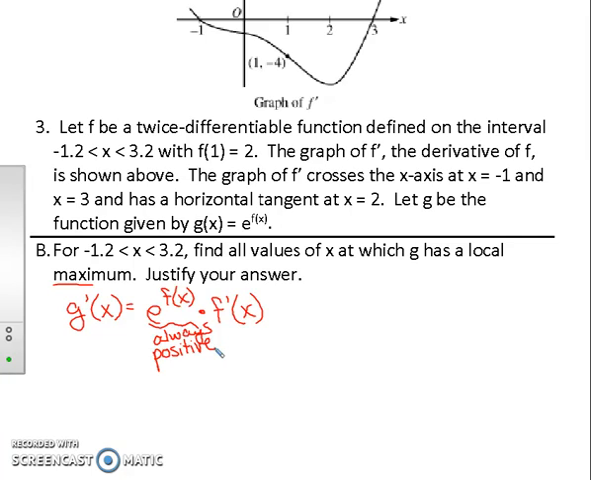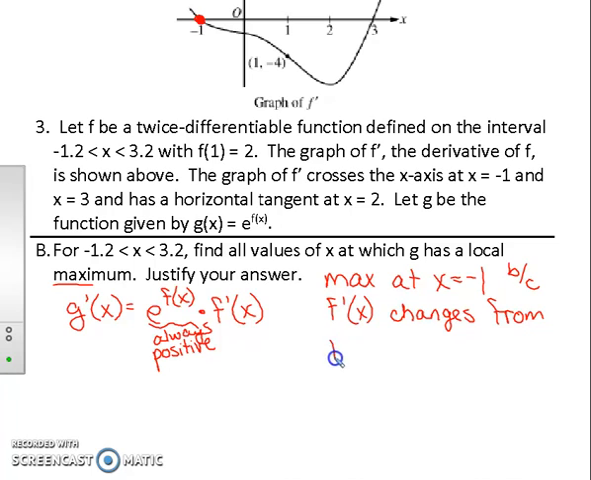So if you look at the graph of f prime up here, it is changing from positive to negative at x equals -1. So you would say that there is a max at x equals -1 because f prime of x changes from positive to negative here. And you would need to say that that causes g prime of x to do so as well.